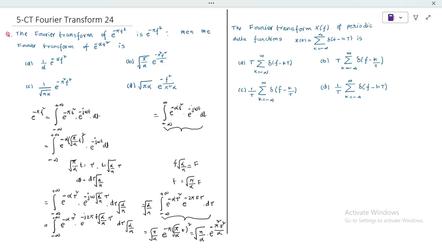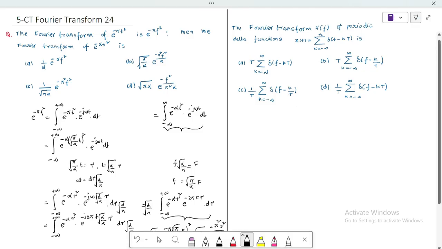Next question. So this is a question: the Fourier transform of x of f of periodic delta functions.